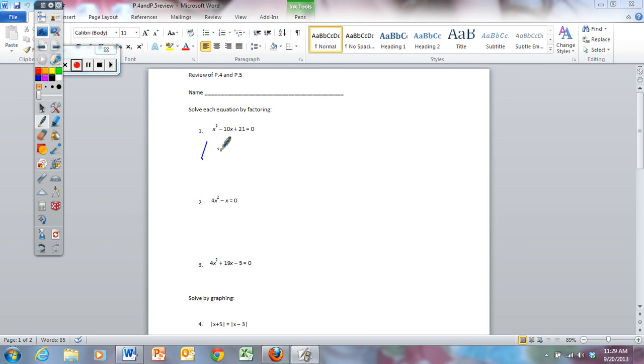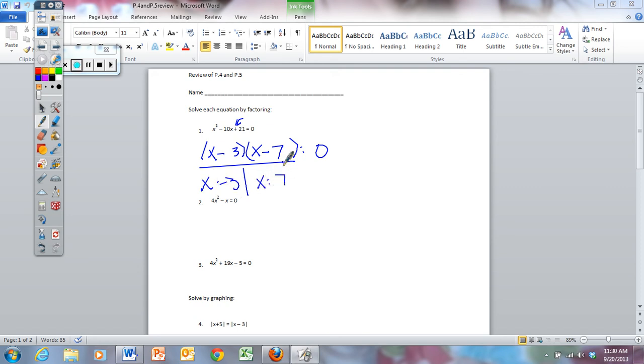I'm going to go over these review problems with you. This one is a trinomial that factors into the product of two binomials. You know the signs have to be the same because the product has to be positive. You know they both have to be negative because the sum has to be negative, and your answers are 7 and 3. So x equals 3 and x equals 7.